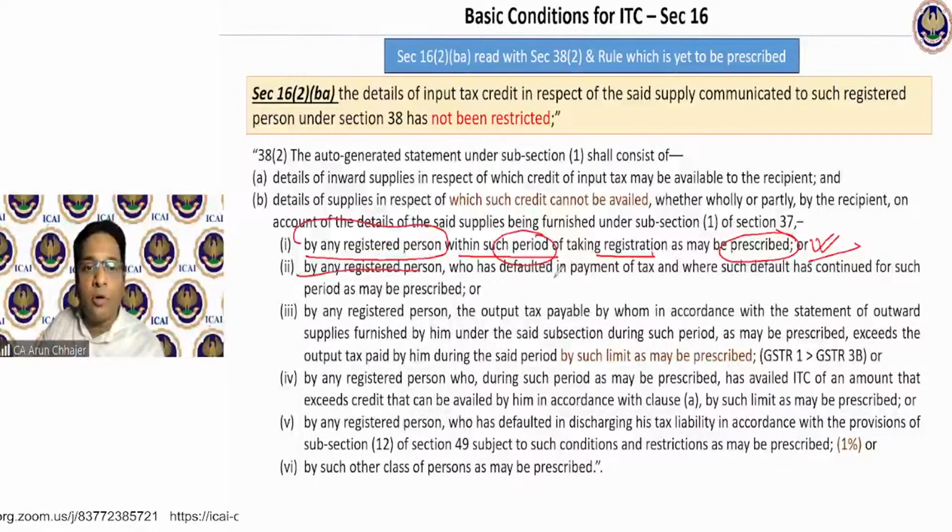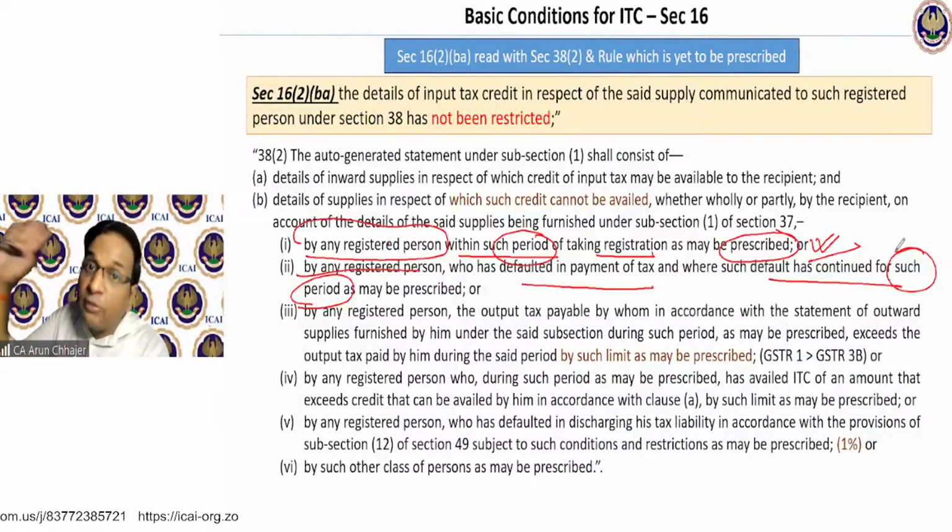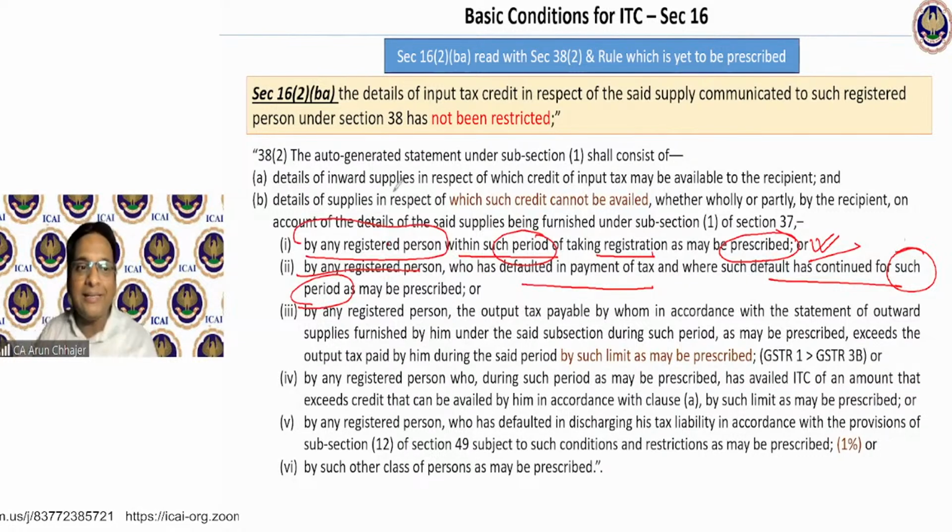Then talking about who has defaulted in payment of tax and the default is continued for such period. How much period? Not prescribed, not told by the law. So it is yet to be prescribed. When the same is prescribed, we will be able to understand what is the period which is talked about in 38B clause 2.